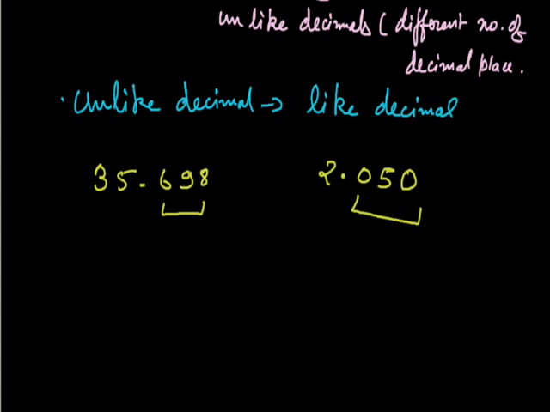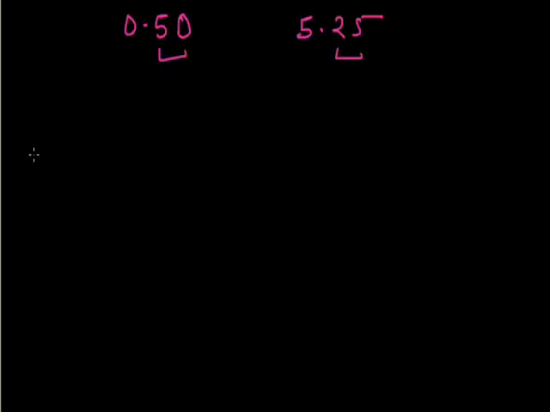We can take one more example. If I have a number 0.5 and another number 5.25, to convert these two numbers into like decimals, I can just put a 0 after 5. So both of these numbers will have the same number of decimal places. Next is comparison of decimals.